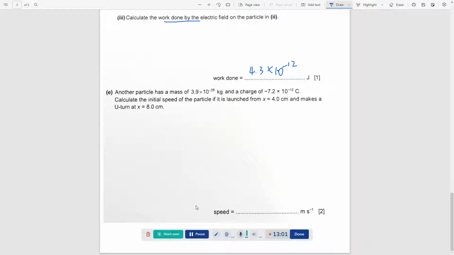Lastly, a particle has mass of 3.9 times 10 power minus 25 kg. That's pretty small, and the same charge. Calculate the initial speed if it was launched from x equals 4 and makes a U-turn at x equals 8. So basically, there's a plus, that's the original 8.0 times 10 power minus 12 coulombs.